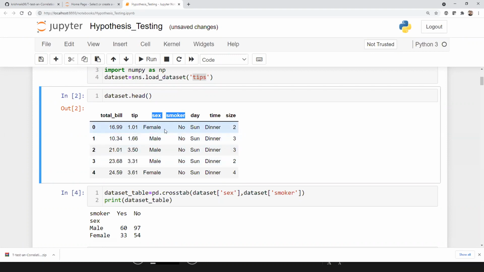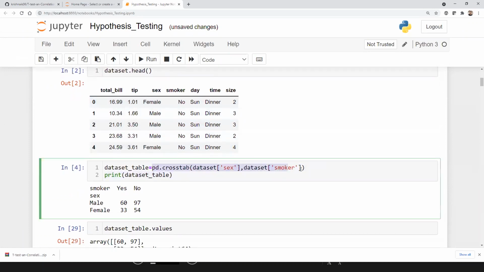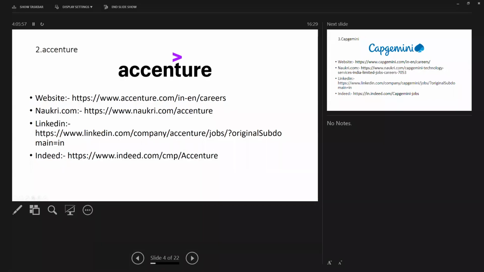Now, in this particular case, let's consider our categorical features as sex and smoker. Here we are writing a code which says pd.crosstab. This is present inside pandas. What we are doing is basically making it in this particular format, like how I define the format in this, right?